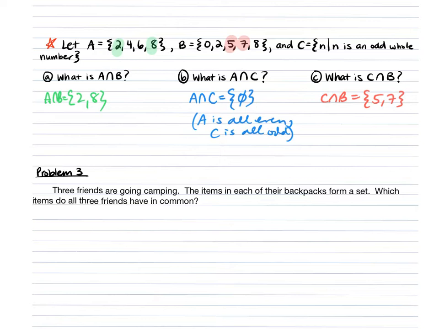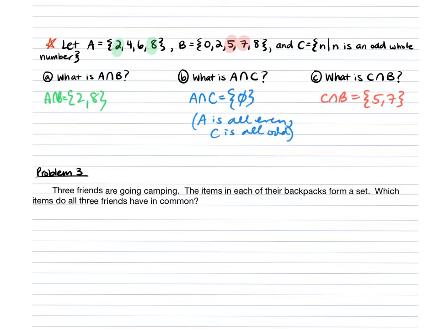Okay, so here the intersection of A and B is 2 and 8. I just looked through here and saw that 2 matched in B and 8 matched in B, and that was it. And then A and C, these are all even, but C is odd, so this is the null set. And then C and B, I looked through here, and C is odd whole numbers, and the only two odd ones here were 5 and 7. 0 is not considered odd, so I didn't include it.